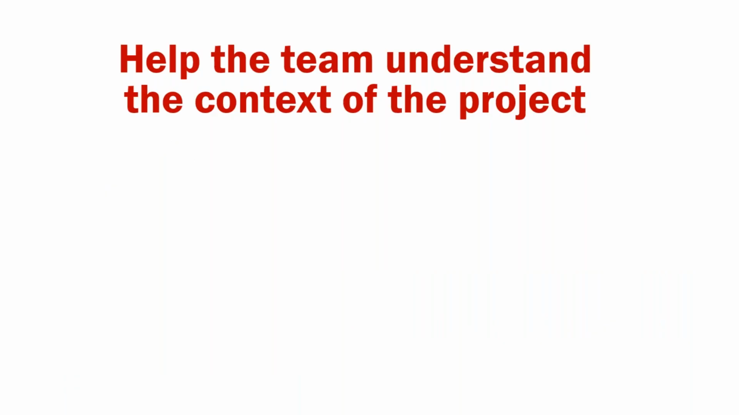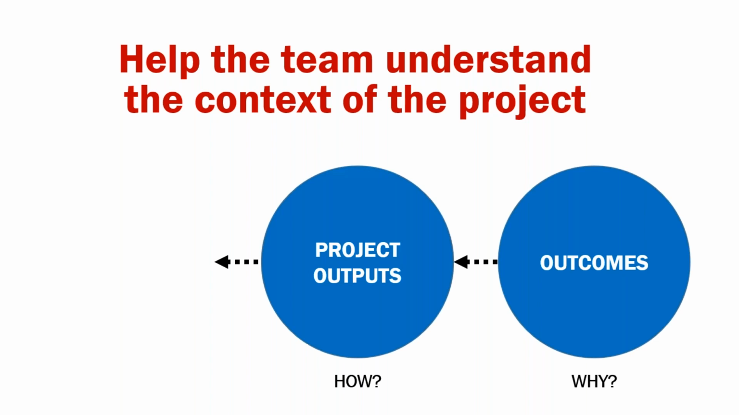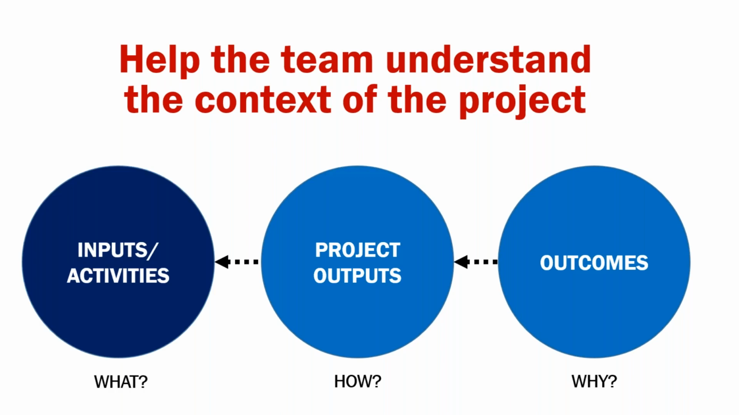We need to help the team understand the context of the project. That's critically important. And one way to do that is to start with the end in mind. Start with the ideal future state and work your way backwards to what you need to do now. So we start out with the outcomes that the project is supposed to produce. And from there, we think back to the project outputs. What outputs need to come out of this project in order to create those ideal outcomes? And then all the way back to where we are now, what inputs or activities do we need to focus on to create those outputs and again, those outcomes that ideally we want to see? So start at the future, work back to the present day.